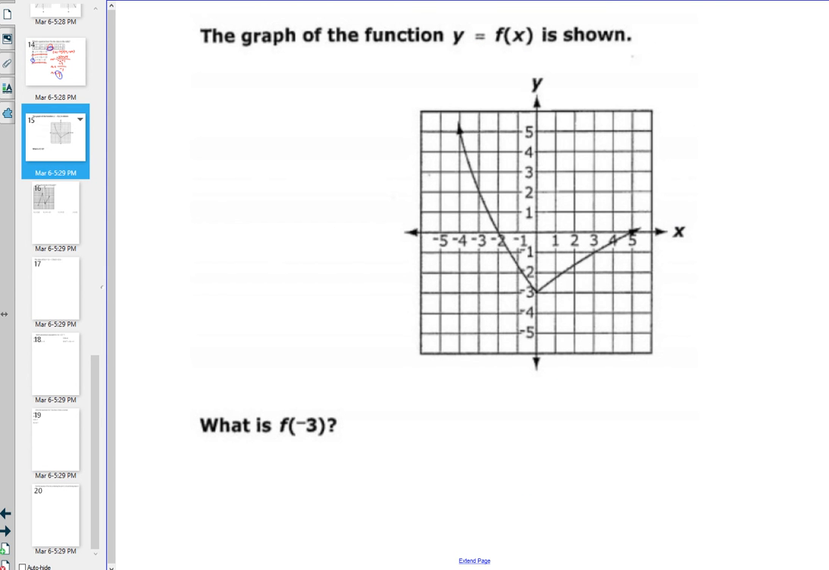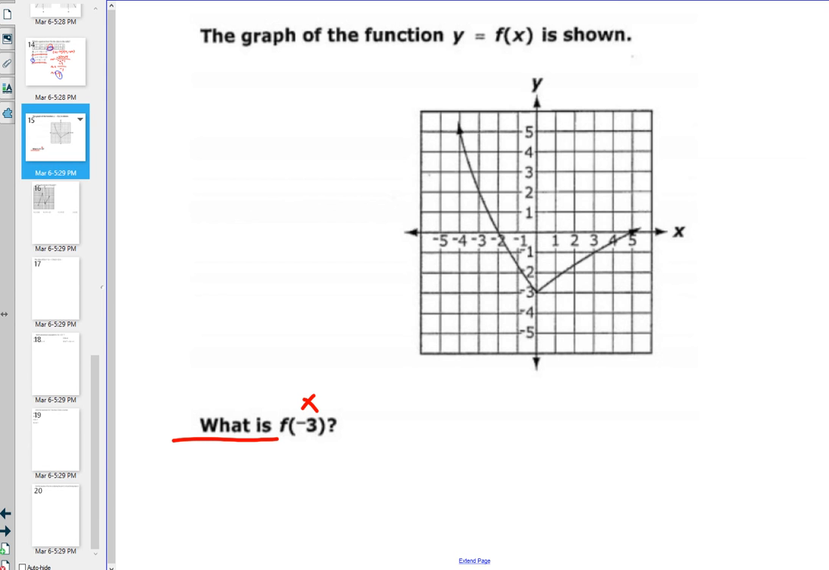I had a bunch of people raise their hand for this one throughout the day. Mr. Romero, this is way too hard. I have no idea how to do this. This is just understanding function notation. When that negative 3 is inside the parentheses, what does it count as? Yeah, an x. So all they want to know is, what is the y when x is negative 3?